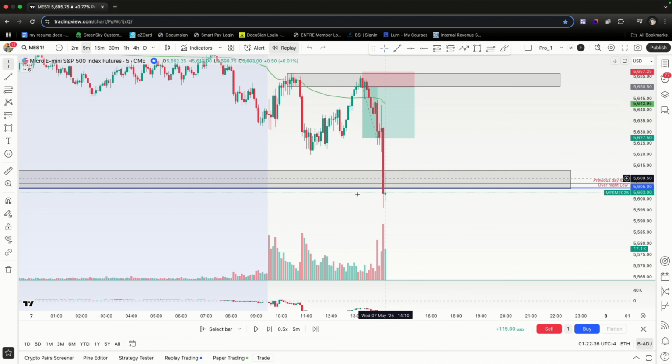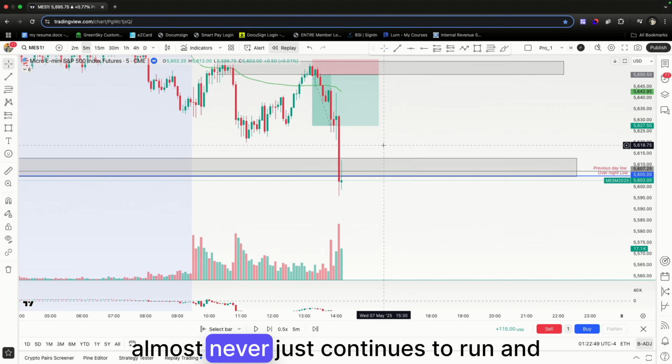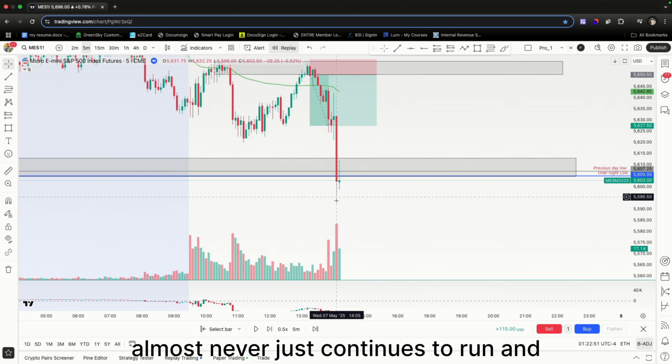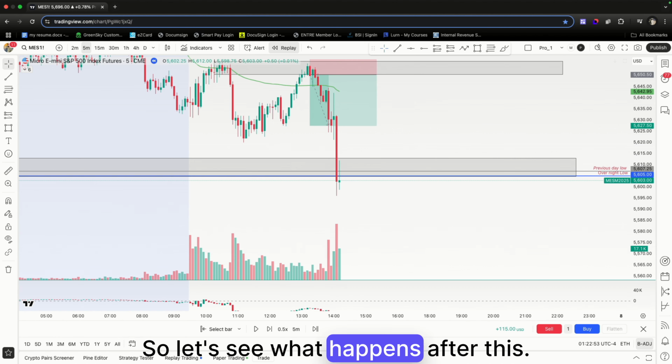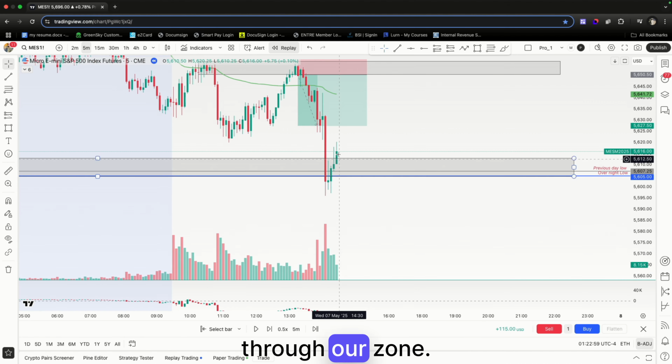Cool. Now, price could continue to run, right? In that case, it wouldn't respect this demand zone. But as you know, price almost never just continues to run and run on forever. So let's see what happens after this. Okay, so we got some green candles coming back up through our zone.